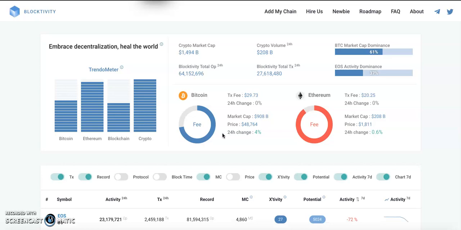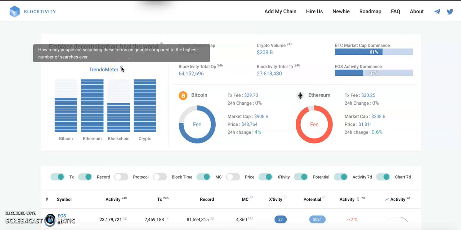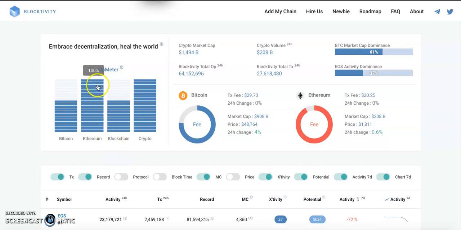All right, so I'll walk you through each of the parameters that we're seeing here. Embrace decentralized, here's the word, the Trendometer. I believe this means how many people are searching these items on Google compared to the highest number of searches. That is beautiful. Ethereum has the highest search, then crypto, then Bitcoin, and then blockchain. This is a very cool tool, right? Crypto market cap. Blocktivity total operations within the last 24 hours: 64 million operations.